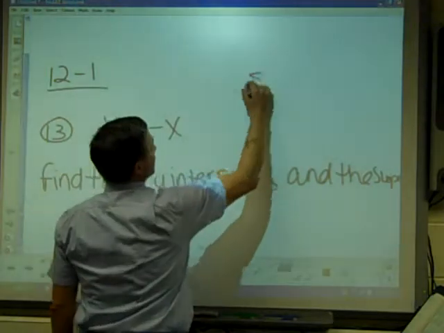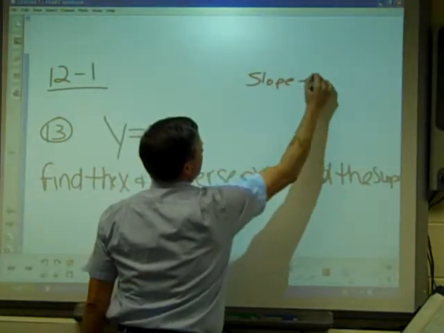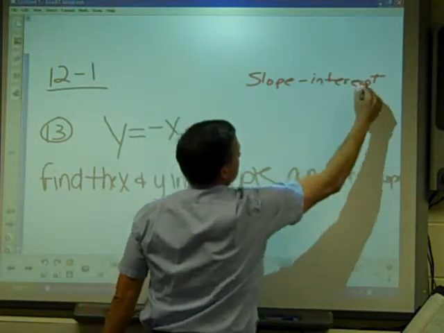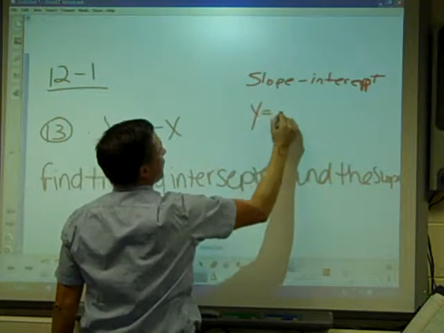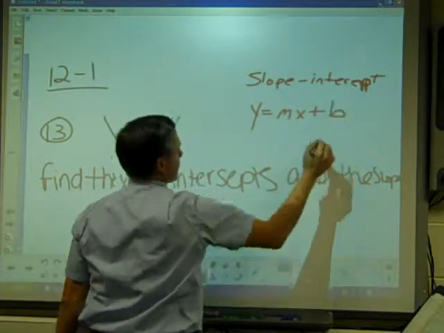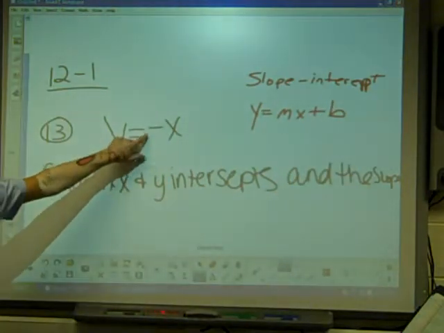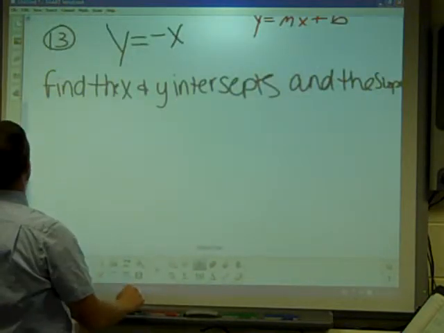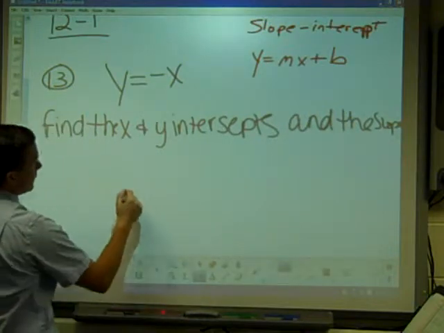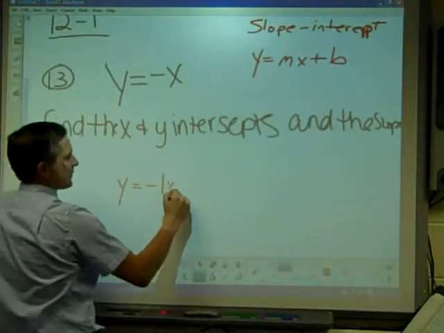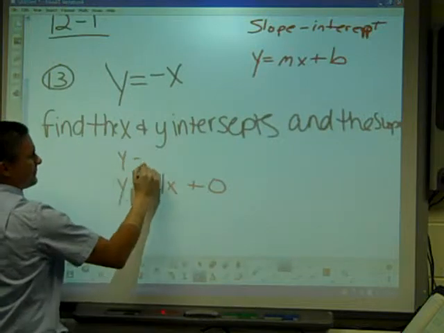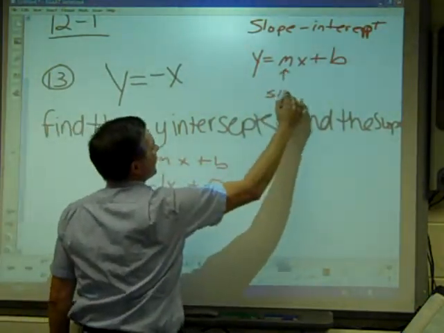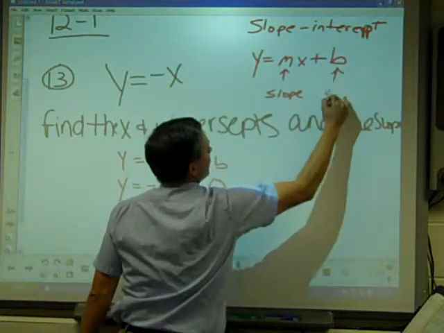And remember that our slope-intercept form of a line is y equals mx plus b. So we've got y equals negative x. When I line this up in my head, I'm thinking, how does this relate? I have y equals negative 1x plus 0. And remember, in the slope-intercept form, this is the slope. This is always the y-intercept.